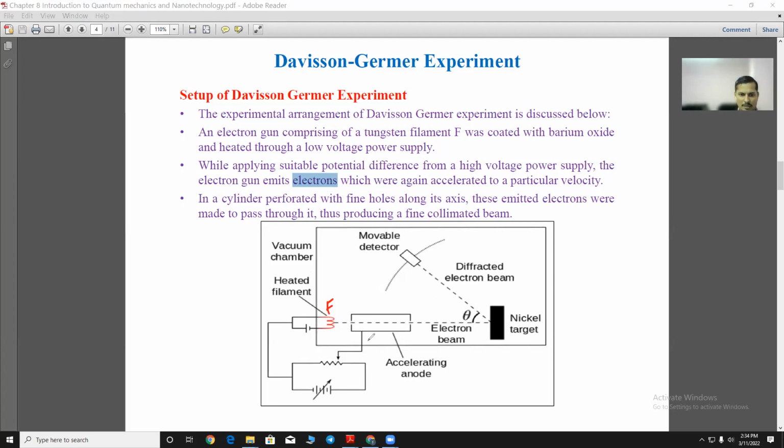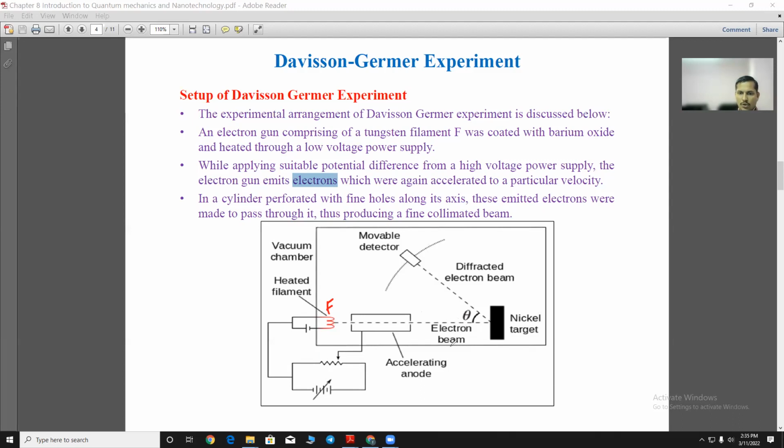So we are heating, of course, by applying the circuit, which means a power system is there, and by that this system gets heated, or that filament gets heated, and electrons are emitted from that. So by this, we are adjusting the beam by using slits. Here holes are there, and a fine electron beam we are getting through the holes.